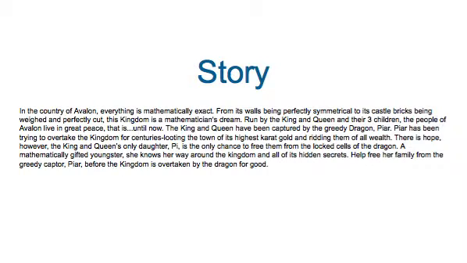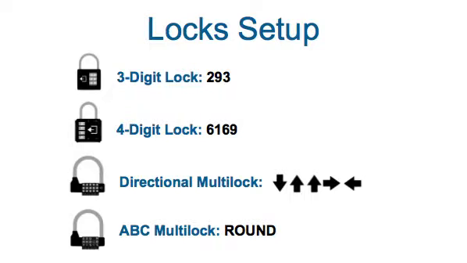The locks that you're going to need to set up are the 3-digit lock set to 293, the 4-digit lock set to 6169, the ABC lock set to ROUND, the directional lock set to down, up, up, right, left, and you're also going to have a key lock, which I'll discuss in the next slide.